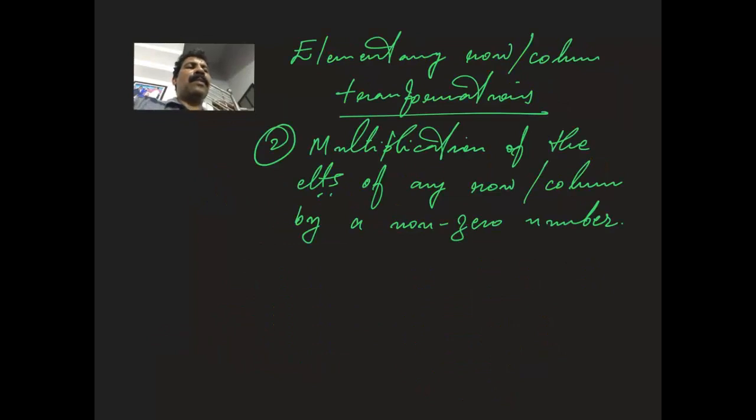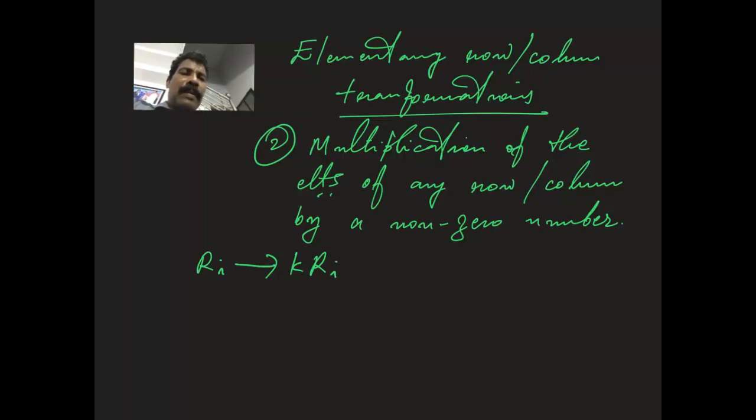The second elementary row or column transformation is like this. We can multiply the elements of any row or column in a matrix by a non-zero number. For example, suppose we are multiplying the ith row by a non-zero scalar k. Symbolically, we can write Ri transformed as k times Ri.